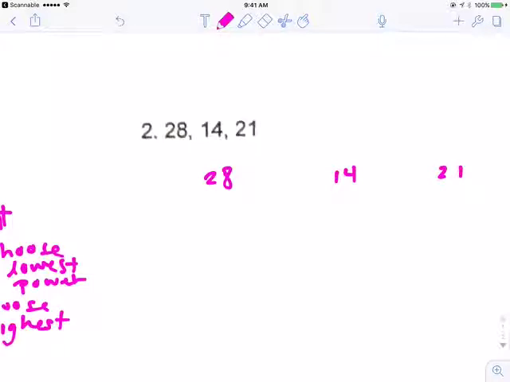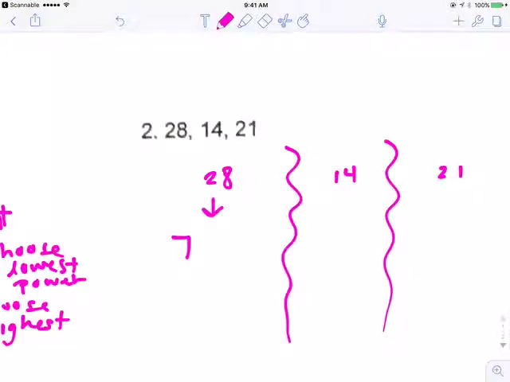Okay. First step is to factor them into primes, right? Let's factor them into primes. So let's see. Help me out. What did you come up with for 28? This one is 7 times 4, but is 4 a prime? So we should write 4 as 2 to the power of 2. So 28 is 7 times 2 squared.